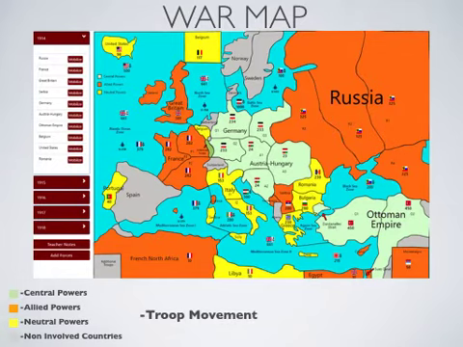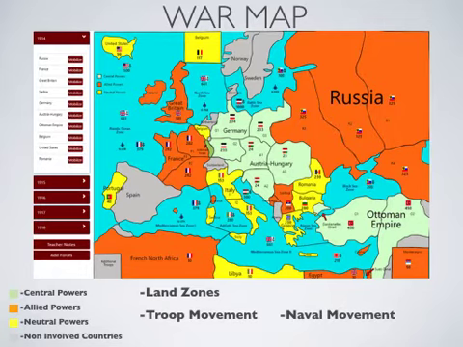Troop movement is one zone per turn, so when you're attacking, you can move one zone to attack someone else, and when you're moving troops, you can also move one zone per turn. Naval movement is the same. It's one zone per turn. So you can move from the North Sea into the Baltic. That's one move.